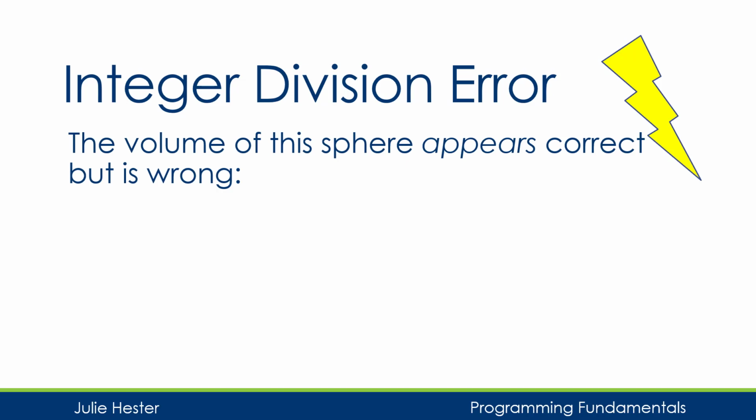Let's look at calculating the volume of a sphere. Now this is a more complicated formula, and when I look at the result of it, it's going to appear like it may be correct, but I'm actually going to get the wrong value. If you don't remember the volume of a sphere, it's 4/3 pi r cubed. So let's set up our variables.